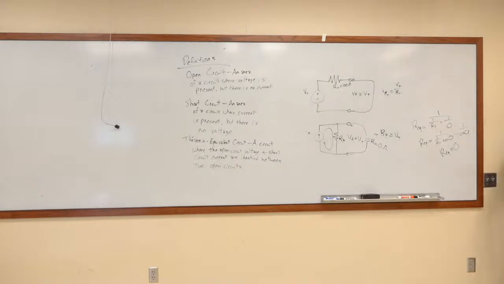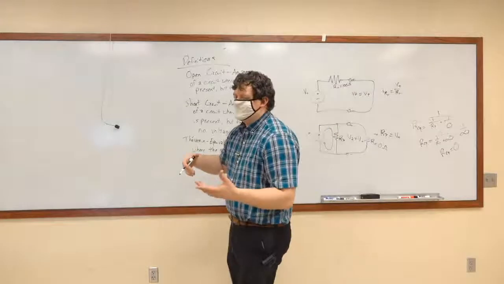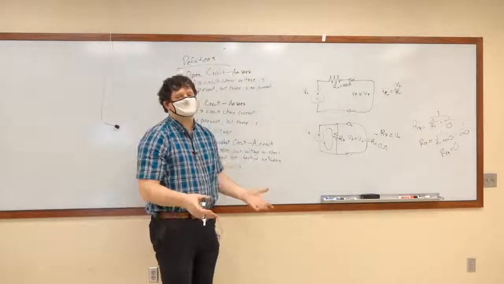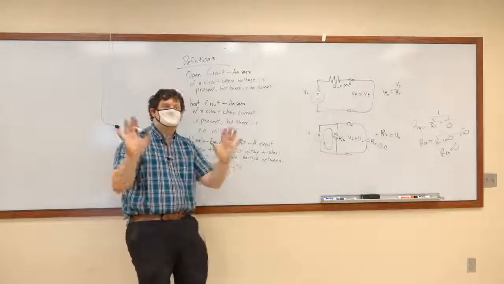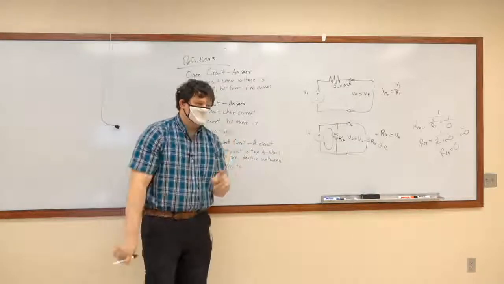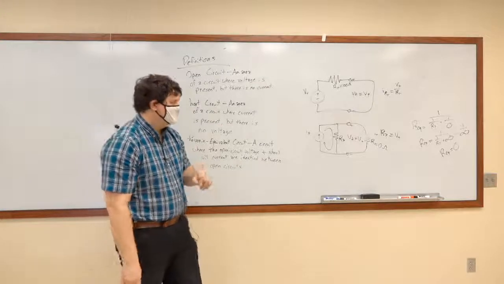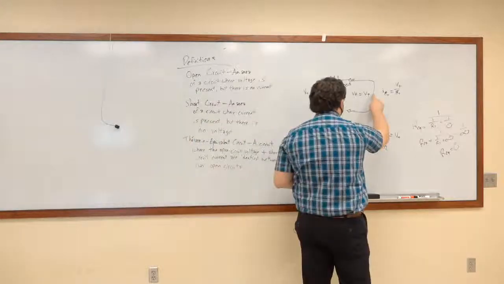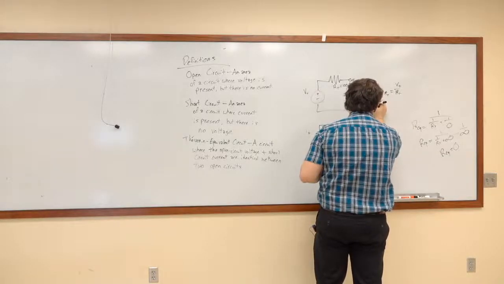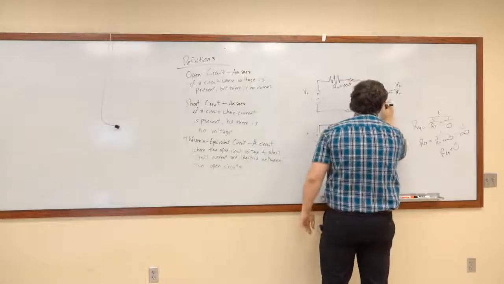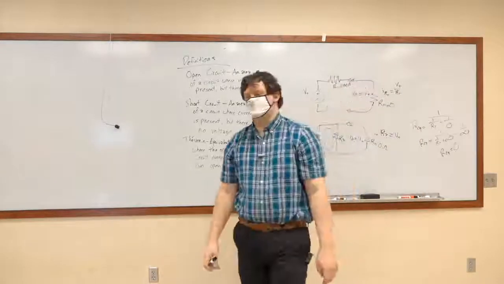So a short circuit wire itself can be thought of as a 0 ohm resistor. And it makes the math work out, if that's an easier way for you to think of it. A short circuit is 0 ohms. An open circuit, if we were to replace this with a resistor to create an open circuit, okay, you can think of this as an infinite resistance resistor.